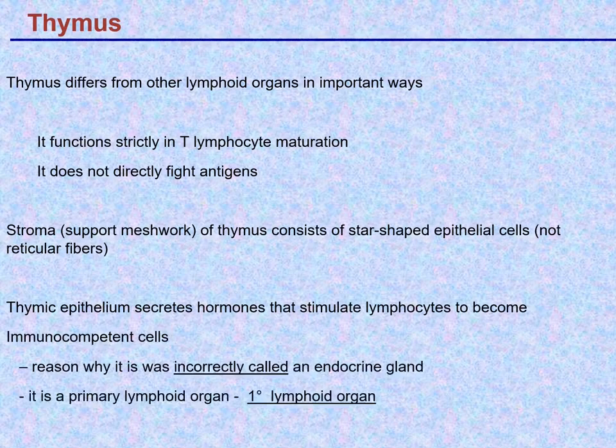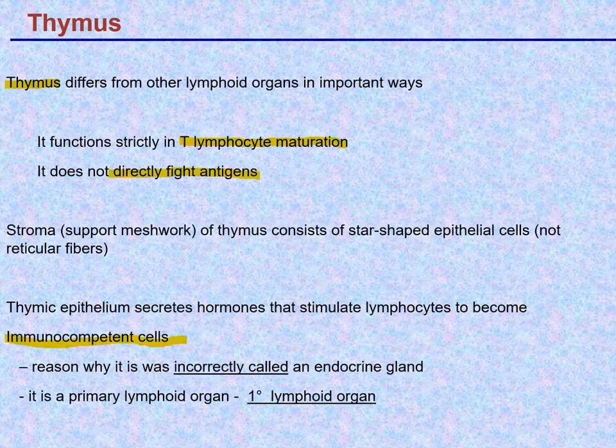The thymus is not like the other lymphoid organs. It is a primary lymphoid organ, strictly for T lymphocyte maturation. It does not respond to foreign molecules, to antigens. Foreign molecules cannot get into it. It is a site where T cells mature. It does have reticular fibers. It does secrete hormones, but they act locally, and they help the lymphocytes, the T cells, become immunocompetent T cells.